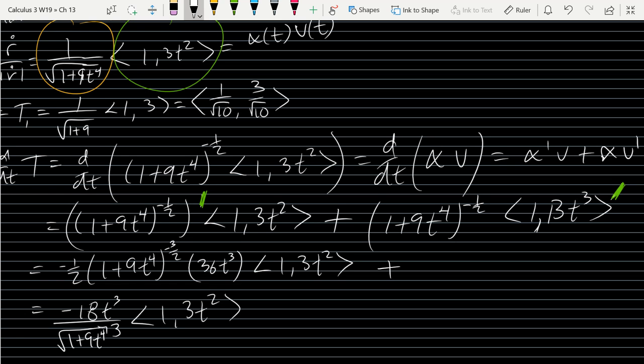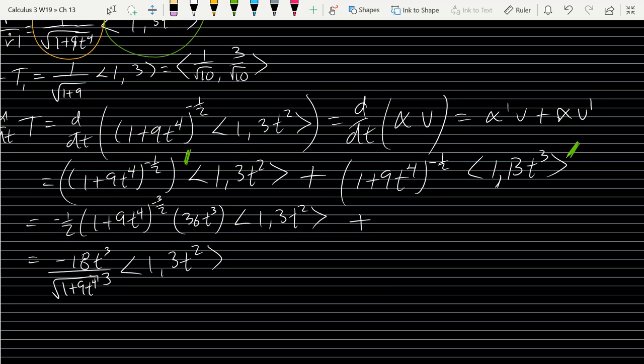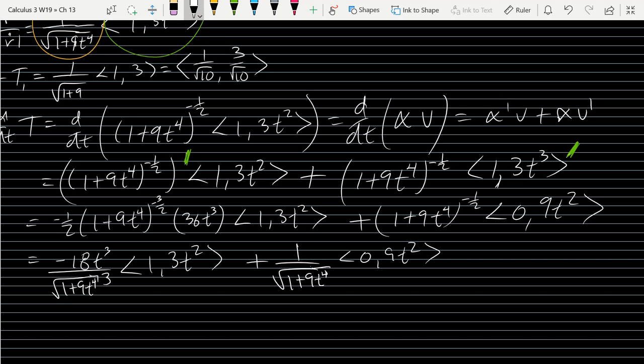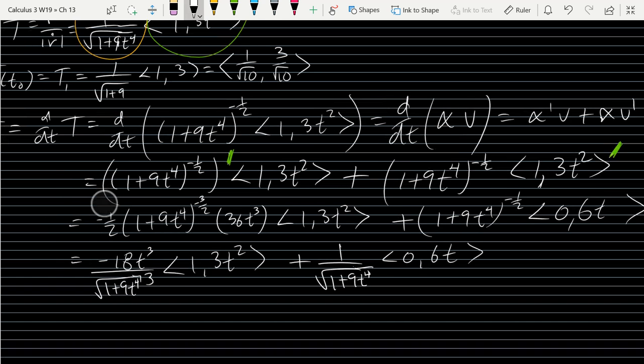All right, second part of the derivative is going to be much easier. We're just taking the derivative of, well, just the vector part. So we have 0, 9t squared. Oh, 3t, yes. Squared, so that would be 6t.